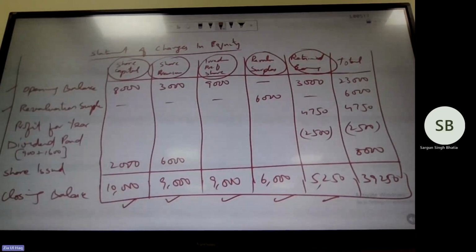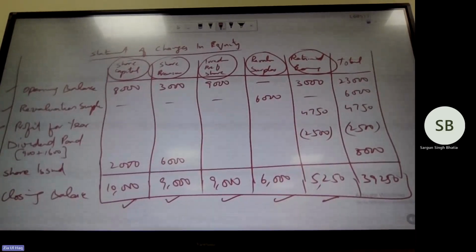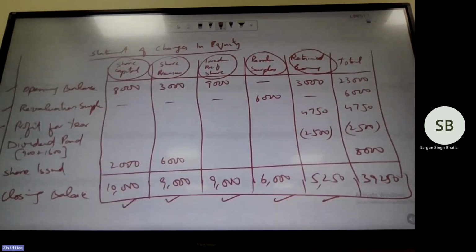We need to record revaluation surplus in revaluation surplus only. Current year profit that has been calculated through the profit and loss account should be added to retained earnings. If there is a loss, that will be deducted. Dividend will be deducted from retained earnings. And if there is any new share issue, that is adjusted to share capital and share premium, like in case of any rights issue or bonus issue, we will adjust here. And then the total of each column will go into the balance sheet. Obviously, when we calculate the balance sheet total, total equity will come as 39250.